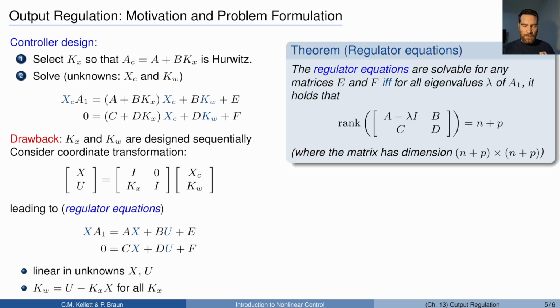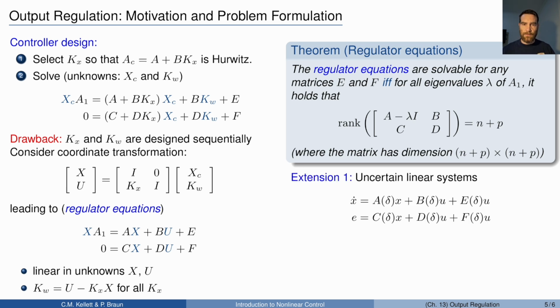The corresponding result justifying that is that the regulator equations are again solvable for any E and F matrices defining our linear system, in this case if and only if the eigenvalues of the matrix A1 are such that the rank of this matrix is full, meaning the rank of this matrix is n plus p. So this provides a solution of the linear output regulation problem.